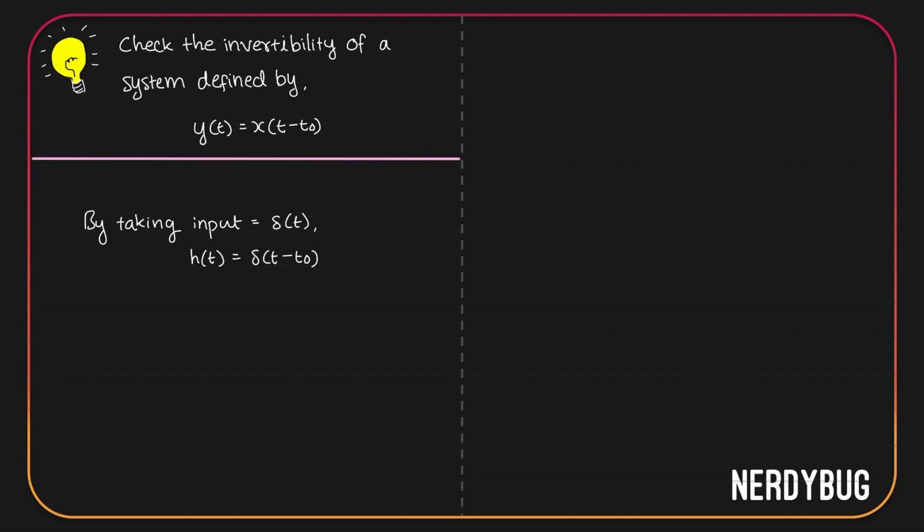We have to check if a system exists such that when the output of this system is given into that system, it gives back our original input signal. We can see that this is a simple time shifting system. All it does is time shift the signal by t naught. So to recover the input, we just have to shift the output back. So let us take the impulse response of the new system, h dash of t, as delta of t plus t naught. If you give x of t minus t naught as an input to this system, it will shift it back by t naught units and then we'll get our x of t back.